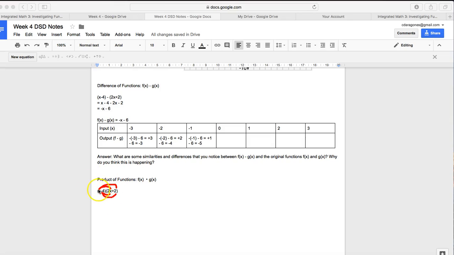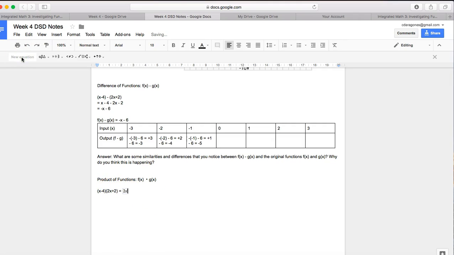However you learned it, you're going to take your term and multiply it to every term of the other multiplicand. Okay, so I'm going to go ahead and do that. So x times 2x is 2x squared. X times plus 2 is plus 2x. Minus 4 times 2x is minus 8x. Minus 4 times plus 2 is minus 8. And there is my function.